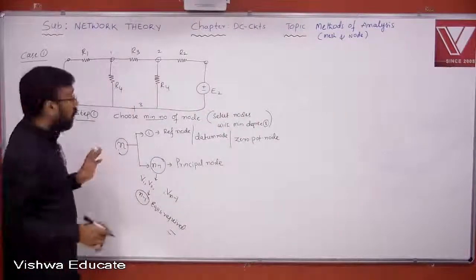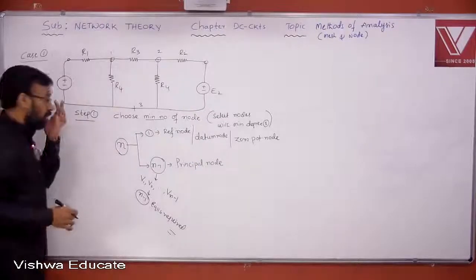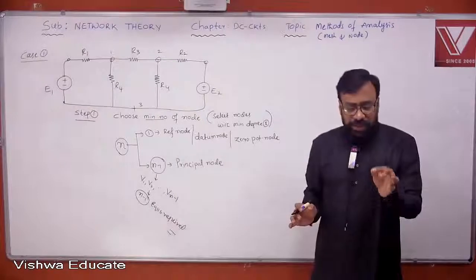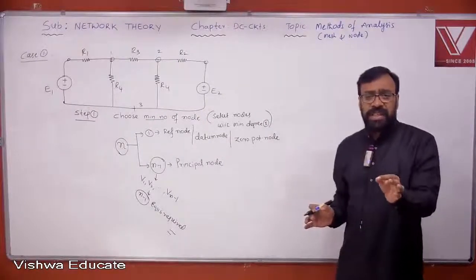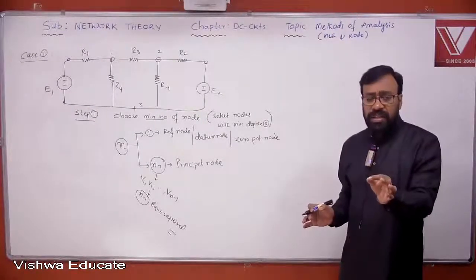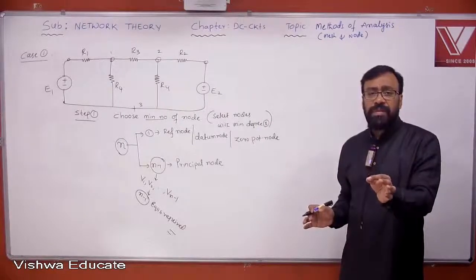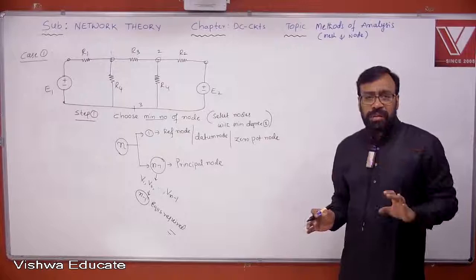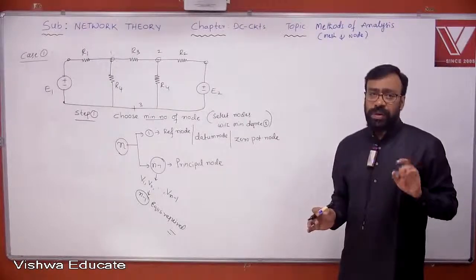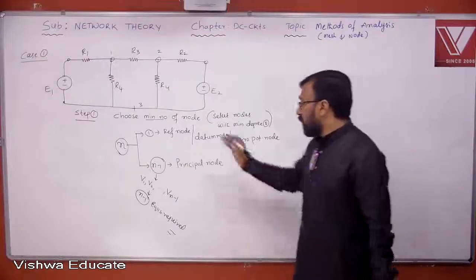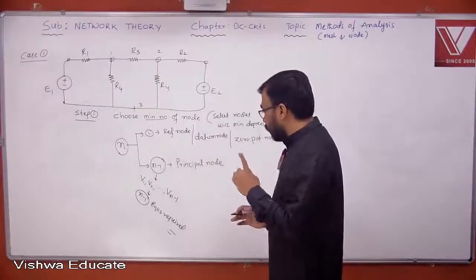Is it clear, all of you? Okay. It's a very, very important point to be observed. So you give me any network, I can immediately identify in the first instant itself the minimum number of equations required to solve that network. How many nodes are required? That's it, simple. Out of this, you choose one node as a reference node.